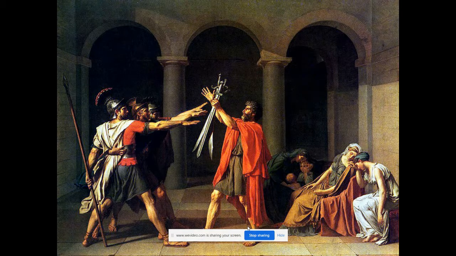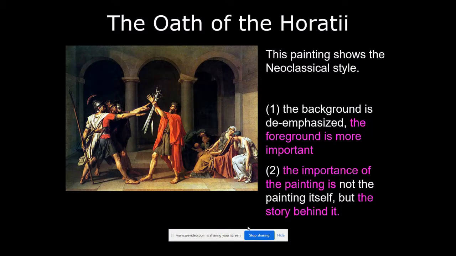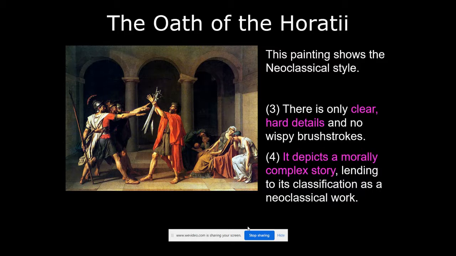There's four things you need to know if you're looking at a painting to determine if it's a neoclassical painting. Here they are. Number one, the background is de-emphasized. See, there's not a lot going on in the background. Everything's happening in the foreground. Two, it's not the importance of the painting, but it's the importance of the story behind it. You see, this is a complex story here. Three, there's only hard details. There's no whiskey brushstrokes. This isn't a painting by Monet or anything like this. This is hard details, no whiskey brushstrokes. And four, it depicts a morally complex story.